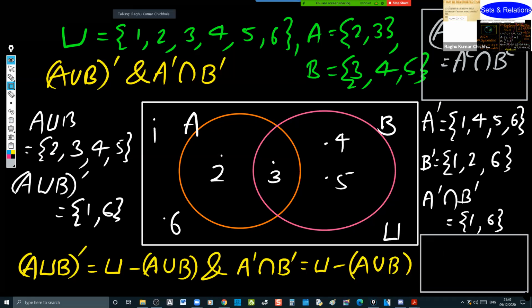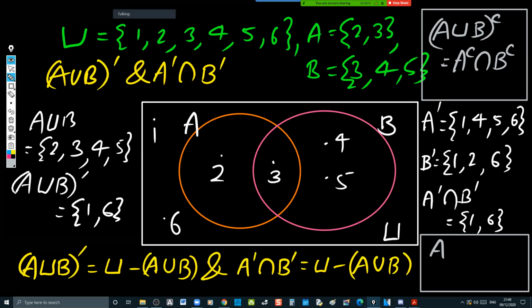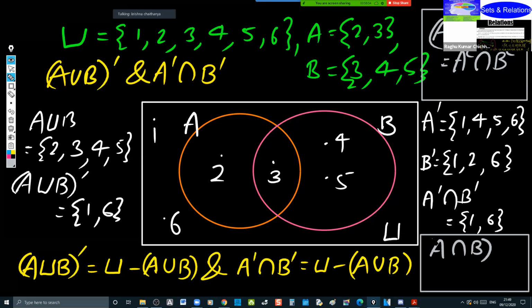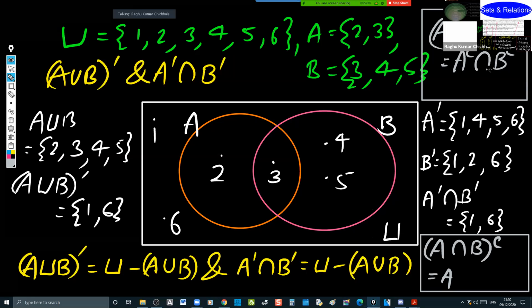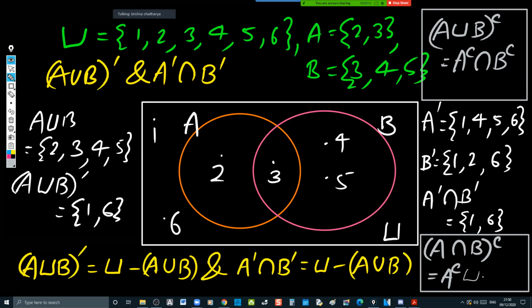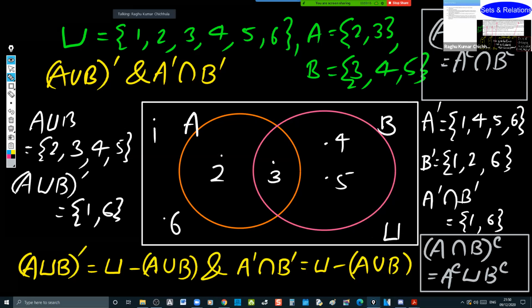Similarly, can any one of you tell me if I want to write A intersection B whole complement? What is happening? Union becomes intersection here. Then intersection must become? Union. That's it. These two are said to be De Morgan laws.